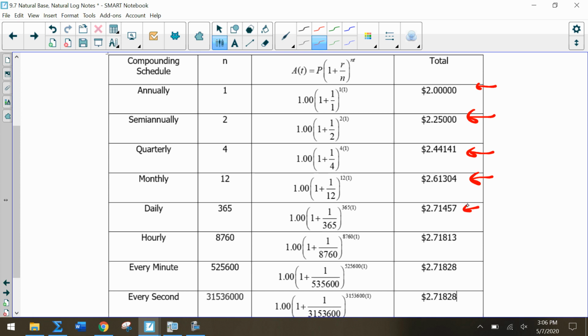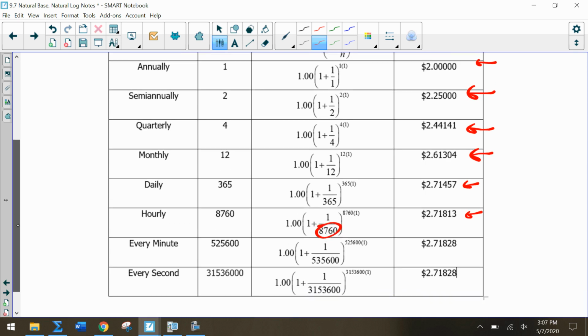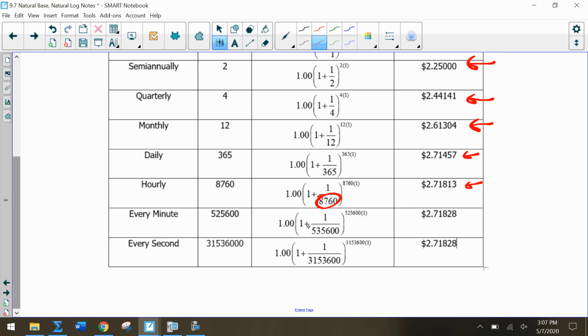as our dollar amount. If we compound hourly, which is 8,760 hours, we get 2.71813. So it's very close to the one previously. And then every minute, if we did that, 525,600 minutes, we end up getting 2.71828. And then if we compounded every second, which is quite crazy, we get the same number twice.